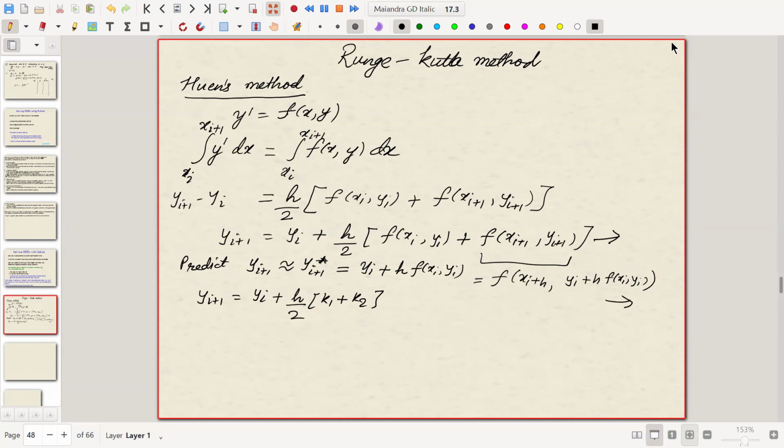So generally this Heun's method is known as the second order RK method. If you see, Euler method could also be written this way. And Euler method is known as the first order Runge-Kutta method. It's a way of saying that. So Euler method is the first order Runge-Kutta method. Heun's method is the second order Runge-Kutta method. And then we will see what the third and fourth are like.